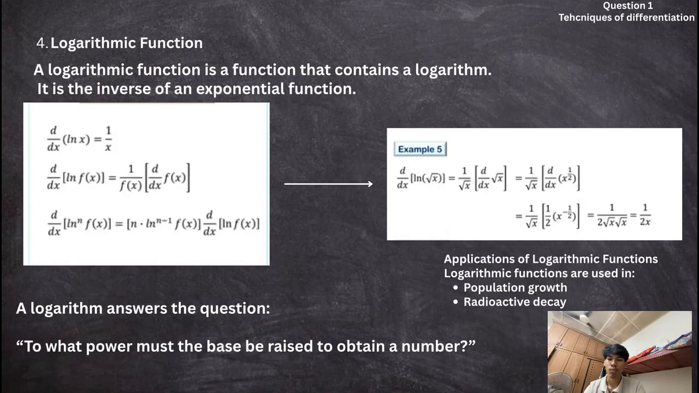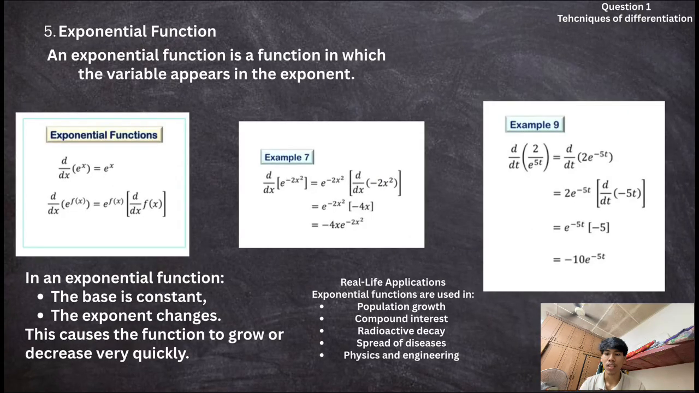So the second one is ln f(x). If we differentiate it, it will be 1 over f(x). Then you need to differentiate the f(x) itself. Number 5 is the exponential function. An exponential function is a function in which the variable appears in the exponent.